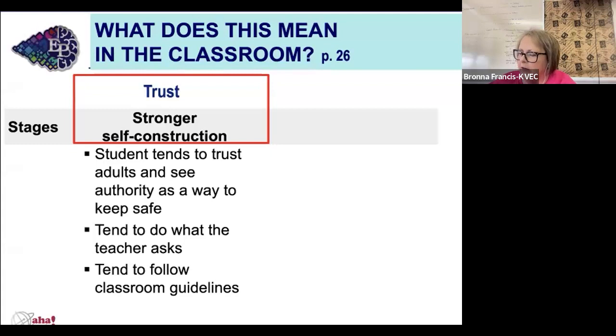A weak inner self, a victim. I'm less than. I'm separate from. I'm not like them. I'm unlovable. I'm damaged. I'm helpless. And we have kids like that, and sometimes we don't understand why that is.